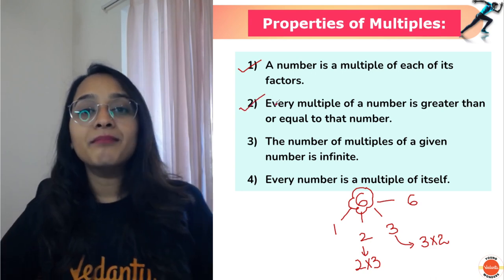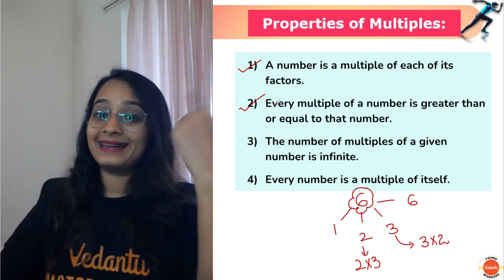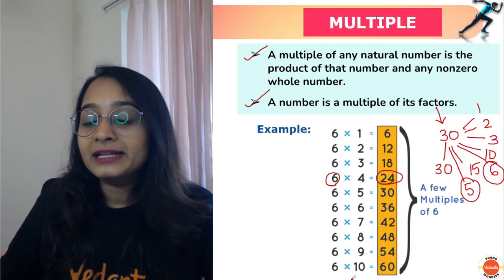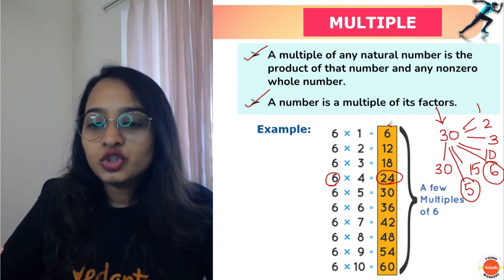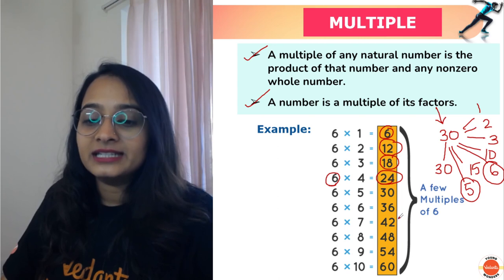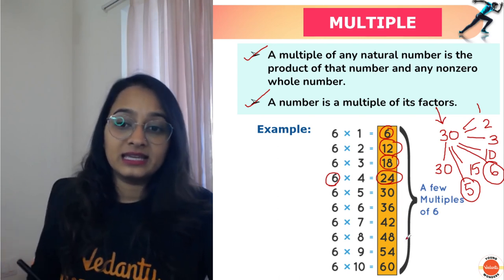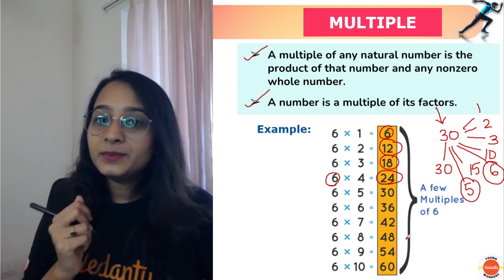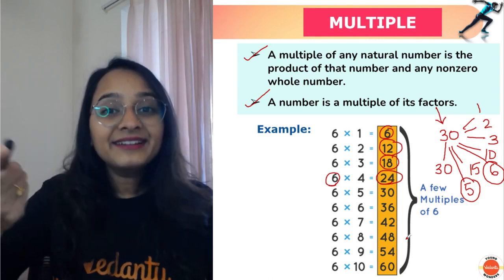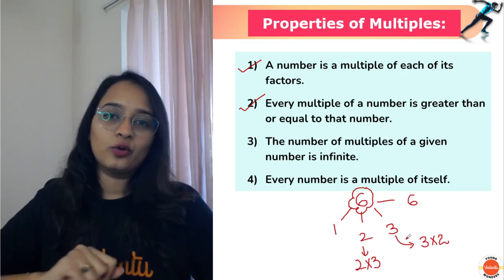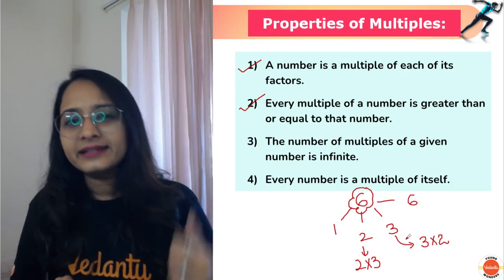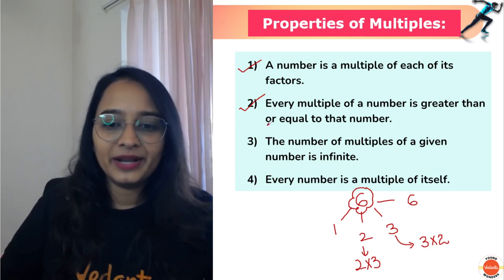And every multiple of the number is greater than or equal to the number. Here we saw the multiples of the number 6. The answer we got here is 6, 12, 18, 24, 30, 36, 42, 48, 54 and 60. These are multiples. And when you look at them very closely, they are either greater than 6 or equal to 6. So, every multiple of a number is either greater than the number or equal to the number.